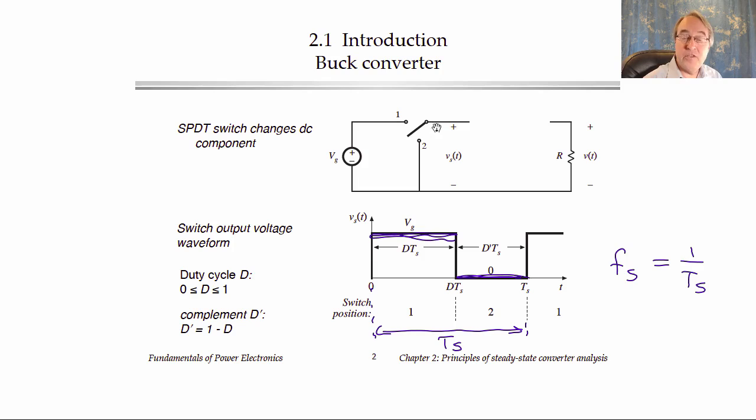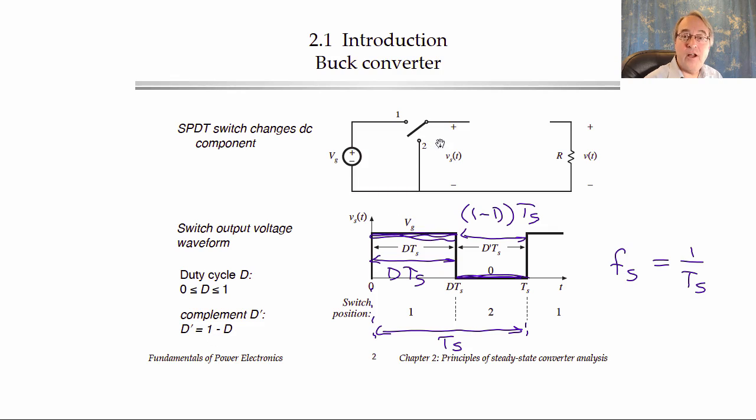So the switch is in position 1 for a fraction of time called the duty cycle d, and d is a number between 0 and 1, so that we're in position 1 for time d times Ts. Then we're in position 2 for the remainder of the switching period, so that would be for a time 1 minus d times Ts. It's traditional to use the notation that 1 minus d is equal to d prime, and that's called the complement of d. So d prime is also a number that is between 0 and 1.